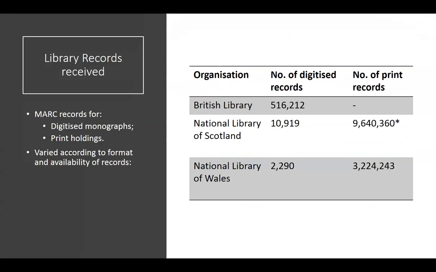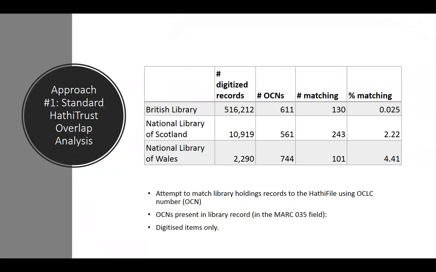The National Library of Scotland gave us just over 10,000 digitized records, but also a data dump effectively of 9.5 million print records from their collections. Similarly, the National Library of Wales gave us just over 2,000 digitized records for digitized text and 3 million print records. Yeah, so the digitized records would be within the print records. And the BL didn't give us any print records because of the complexity of the various standards they have and the various eras they have. We kind of concluded it was too complex to do that for this project.